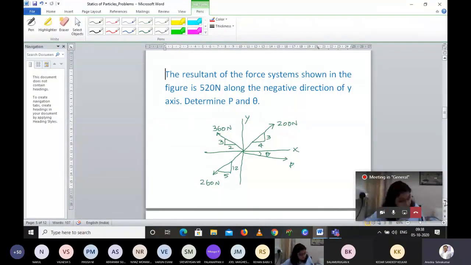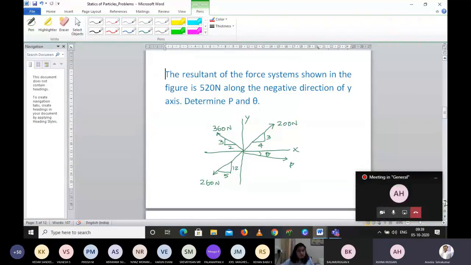So the figure will be given in the exam, or we have to do it ourselves? This one we will give, no problem about that. Figures will always be given in the exam. Okay. So now they said that the resultant is acting towards down, 520 Newton.